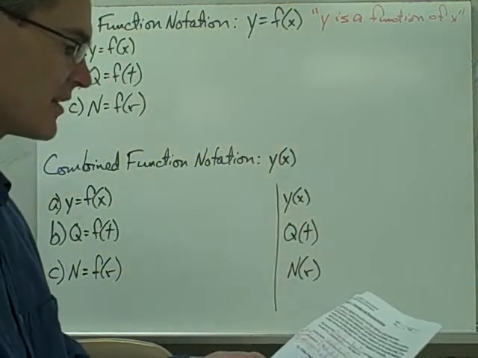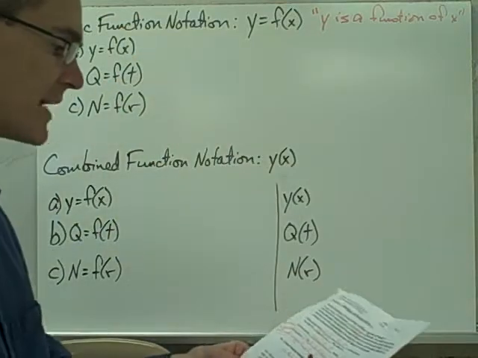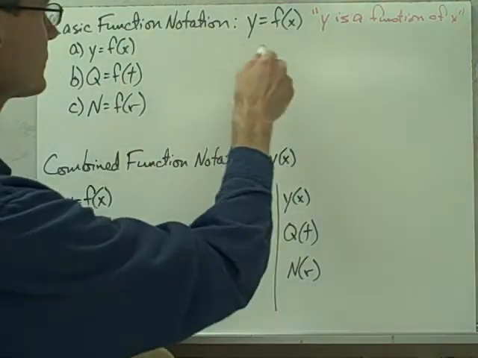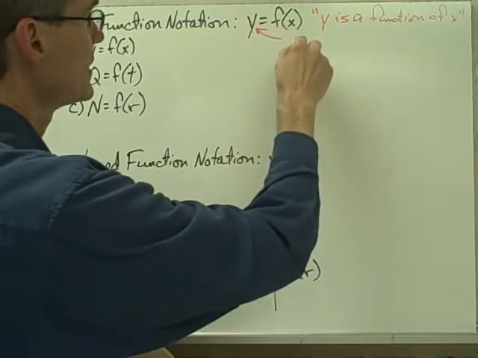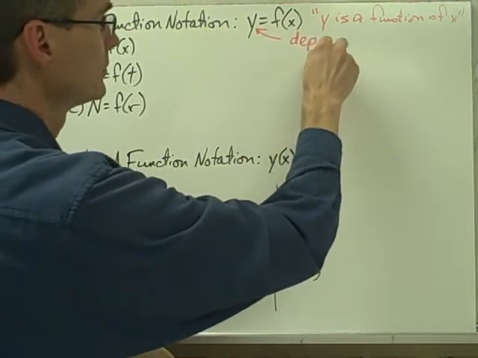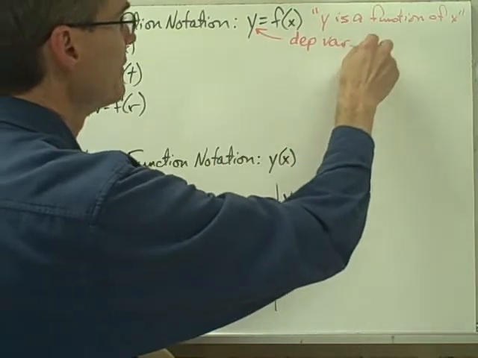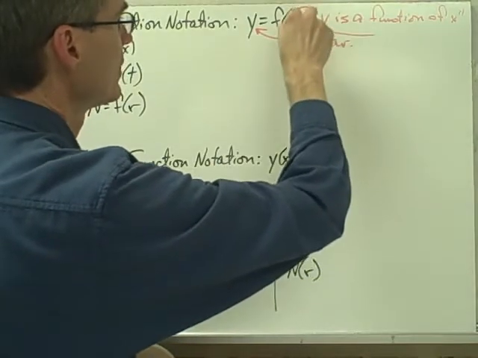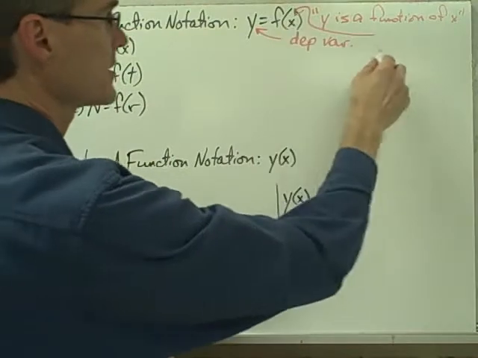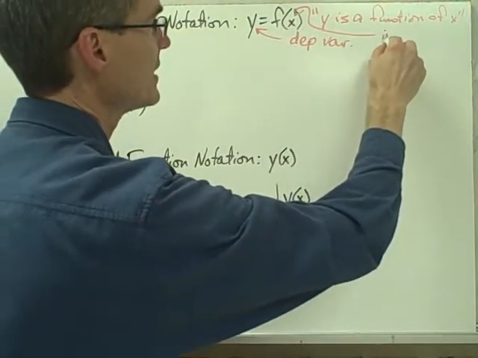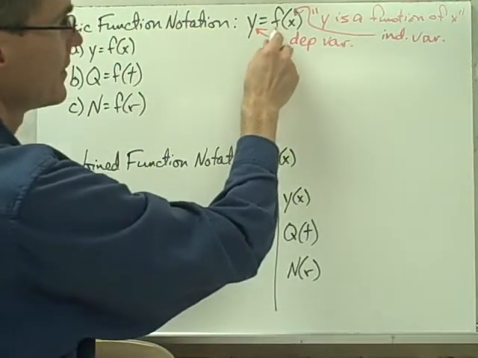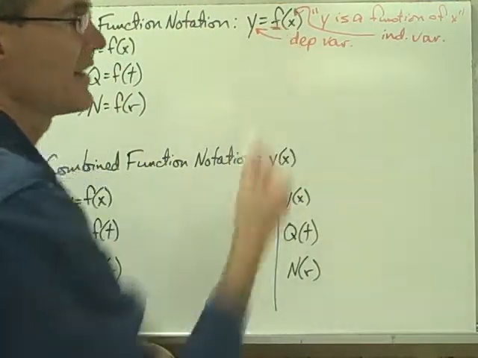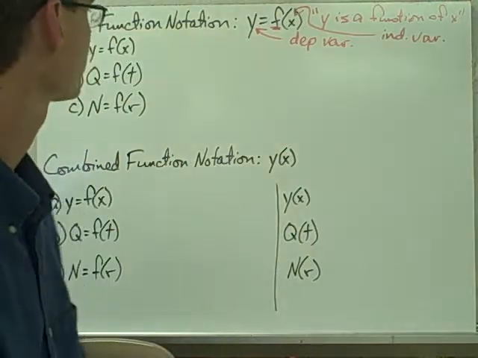Anytime you see this type of notation called basic function notation, this value here, the y, is the dependent variable. The value that's inside the parentheses, where the x is, is the independent variable. And this letter right here, f, that's the name of the function.